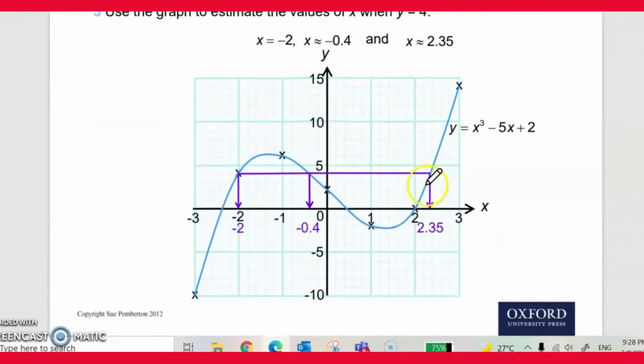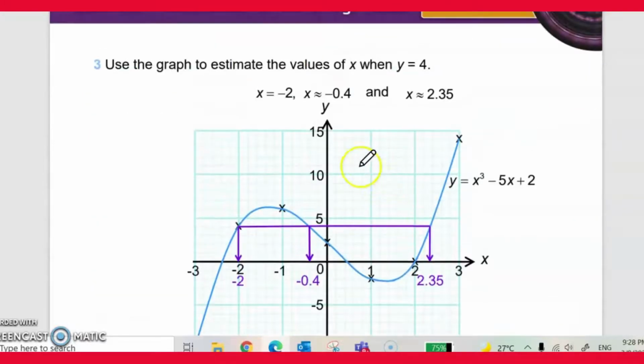Okay, so we go to the next one. So this is a cubic graph. Okay, so use the graph to estimate the value of x when y equal to 4. Okay, so sama juga konsep here. Y equal to 4, we have to draw a vertical line, y equal to 4, until it meets the three sides of the graph.